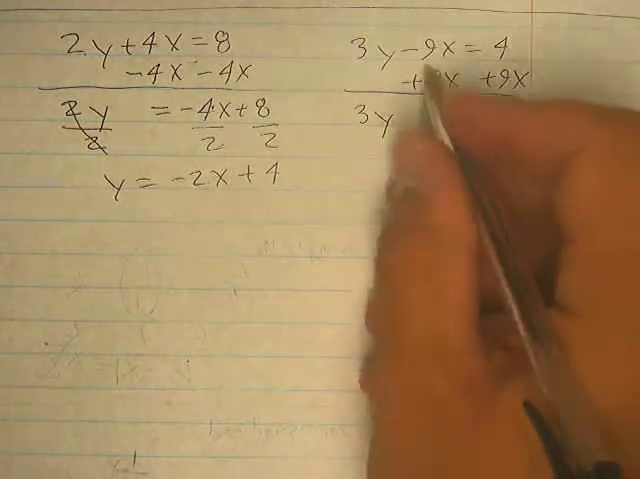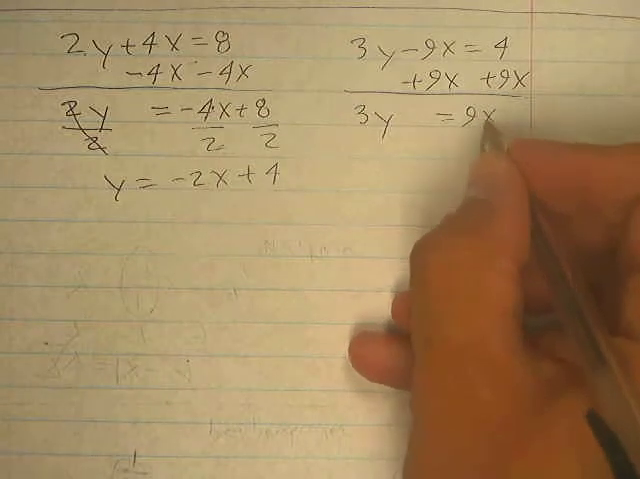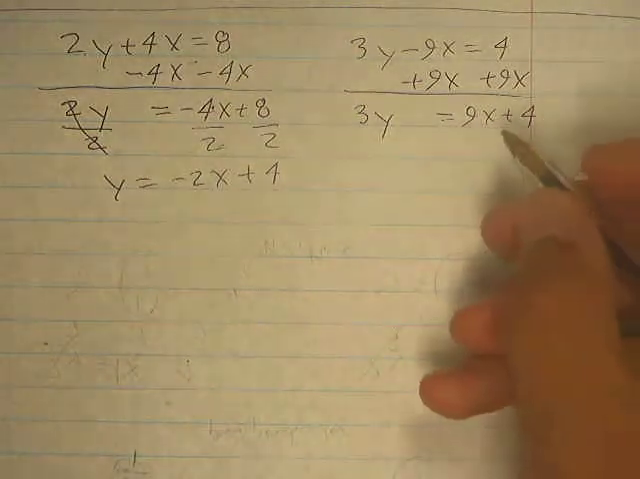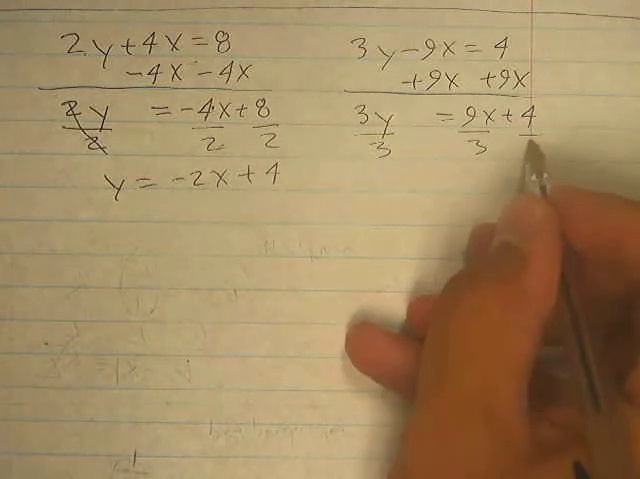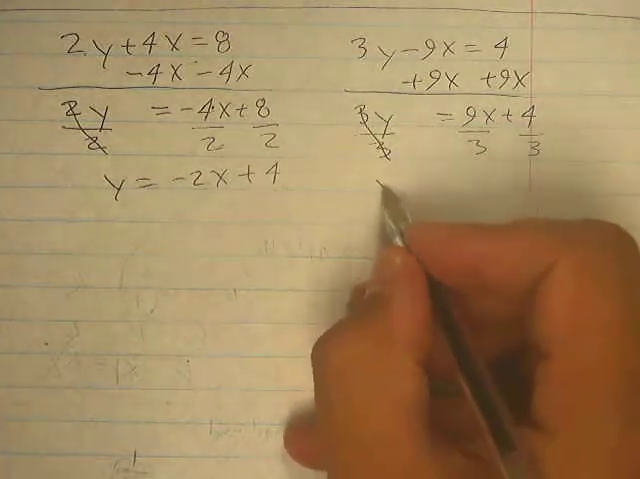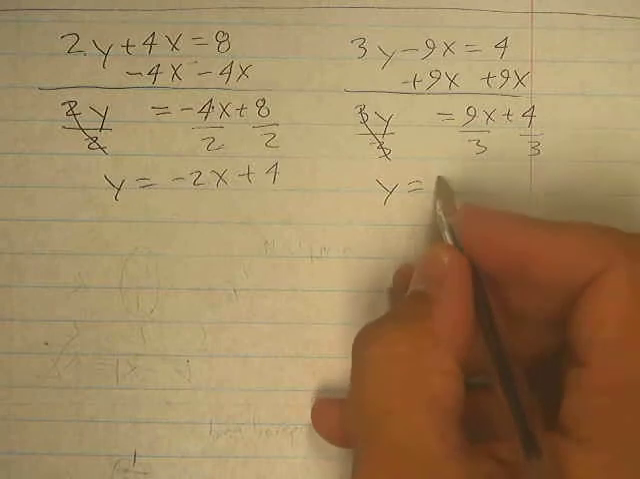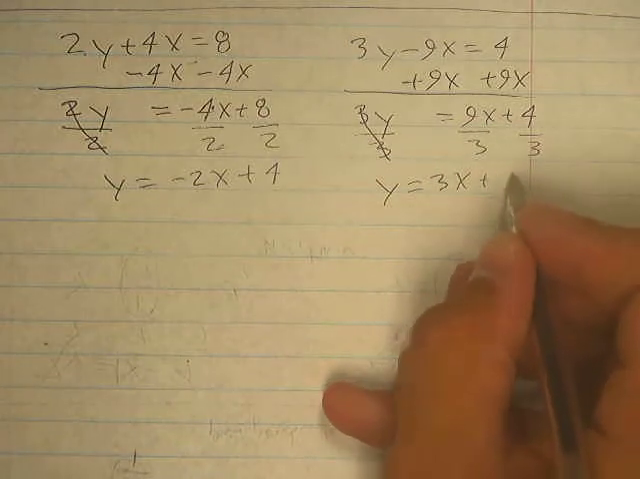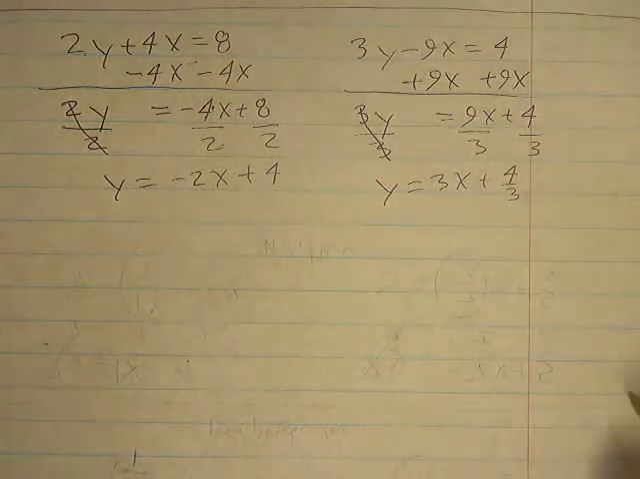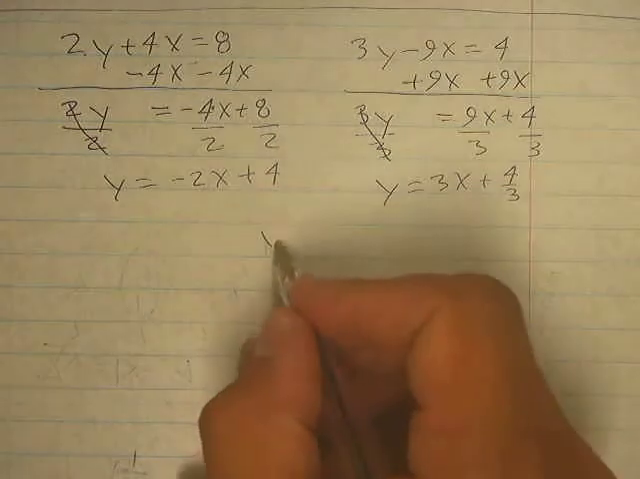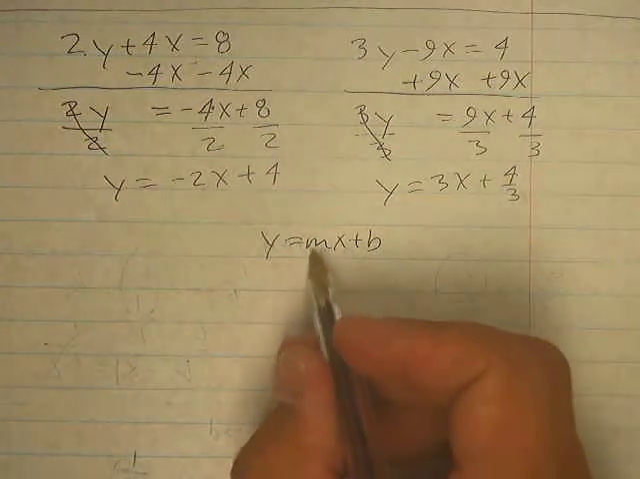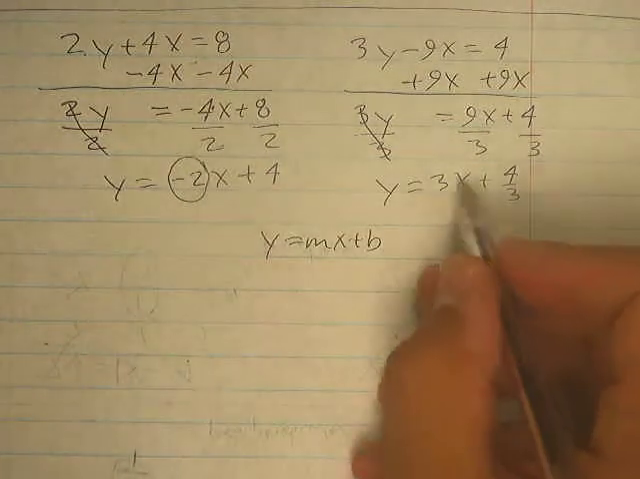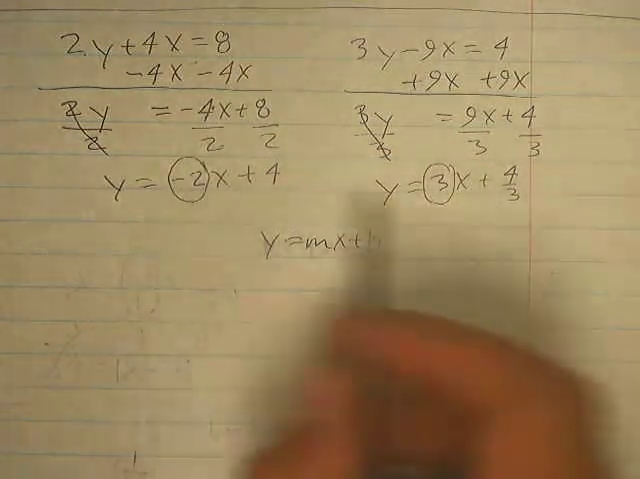Okay, over here I need to get rid of the 9x. So I do the opposite. It's subtracted, so I add 9x to both sides. So I get 3y, 9's cancel out, is equal to 9x plus 4. Now I divide by 3. I get y is equal to 9 divided by 3, which is 3x plus 4/3.